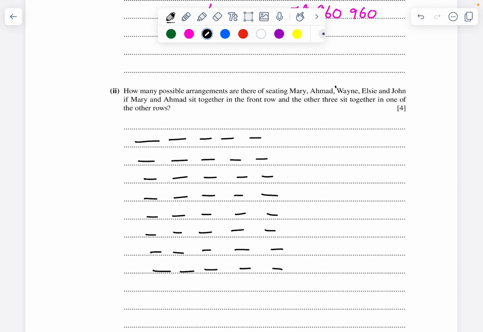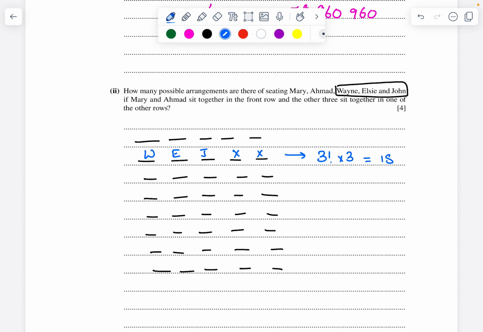Now WEJ, what is the thing? The other three sit together in one of the rows. So they do not sit in the front row. So WEJ sit in another row. Then here the other two people are also sitting in other rows. So this can be done in how many ways? 3 factorial ways. So 3 factorial times 3.